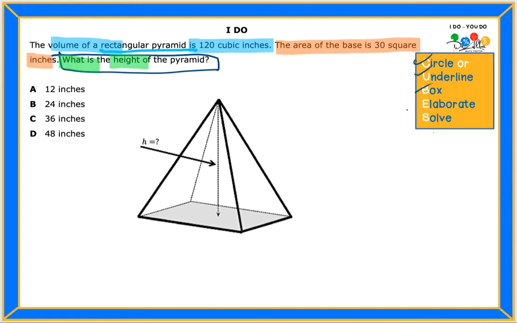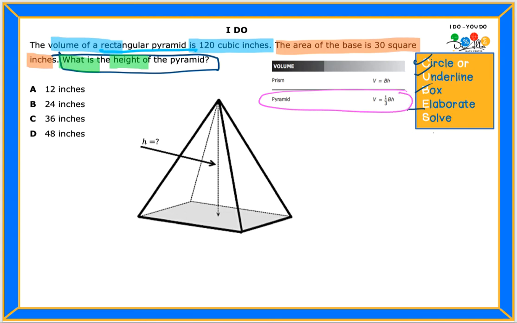So now for elaborate, I'm going to use the formula chart and color coding. I'm going to check what formula I'm going to be using, and this shape is a rectangular pyramid, so I'm going to be using the formula of a pyramid. And I'm going to copy that formula on the left side. And it says that volume equals 1/3 of the area of the base times the height.